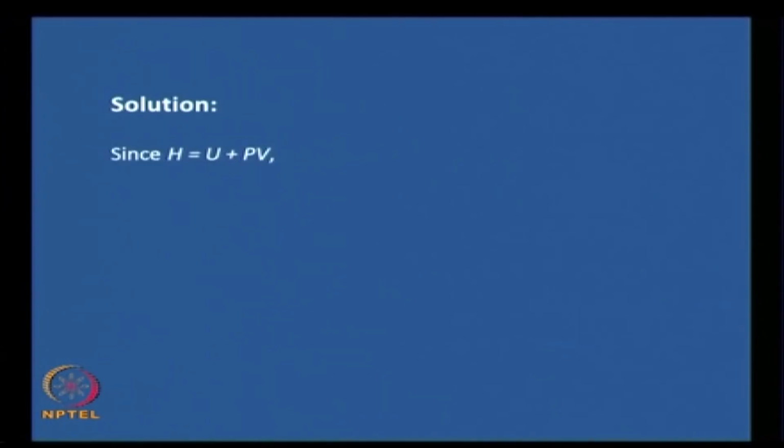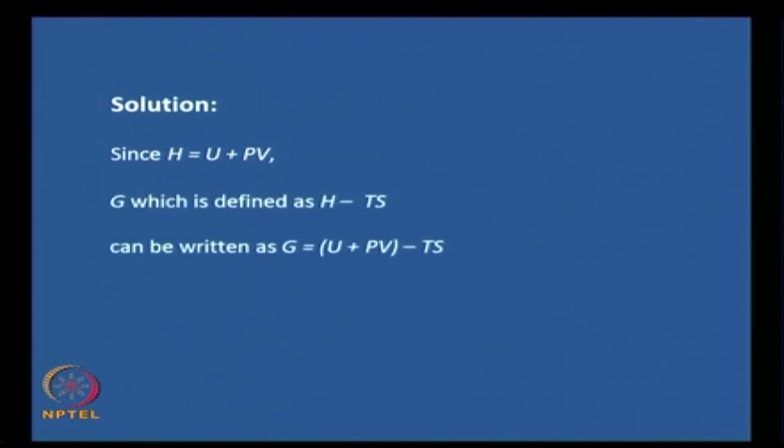You would have had time to work things out, about 10 minutes. Now let us look at the solution. We know that H equals U plus PV by the definition, and therefore G, which is defined as H minus TS, you can go back to the equation, take a look at it. G, which is defined as H minus TS, can be written as, you replace this H with this definition U plus PV, and therefore you have U plus PV minus TS, and that is the relationship that we are looking for the first part.